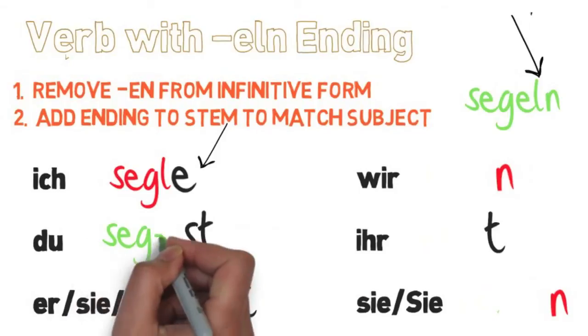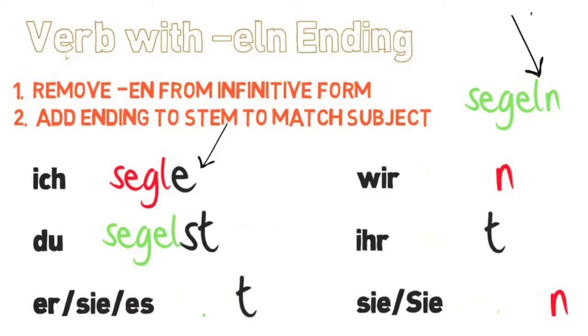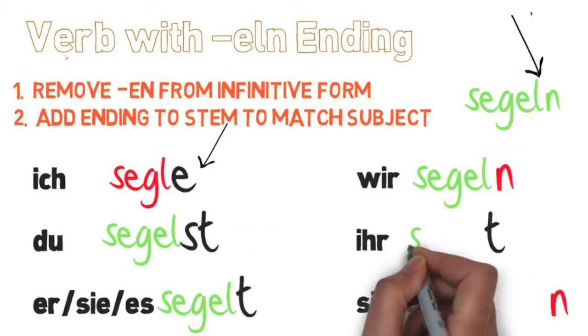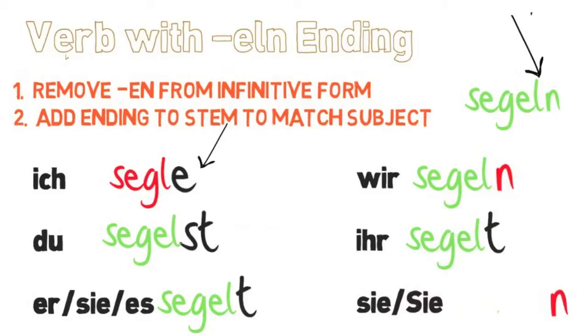We're left with the following verb forms. Ich segle, du segelst, sie/es segelt, wir segeln, ihr segelt, sie und Sie segeln. And again, the only time the stem actually gets changed is for the ich form.